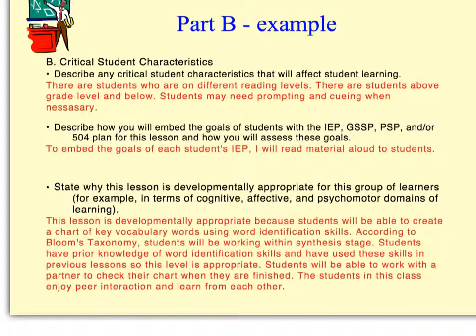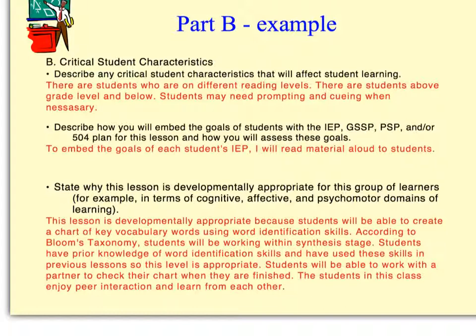Now let's talk about section or part B. Here is an example of a filled-in Part B, referencing critical student characteristics. So anything specific that would be pertinent for a reader or observer of your lesson plan, anything pertinent that they would need to know that would give them insight into characteristics of your students that would impact their learning abilities or performance level in your classroom.